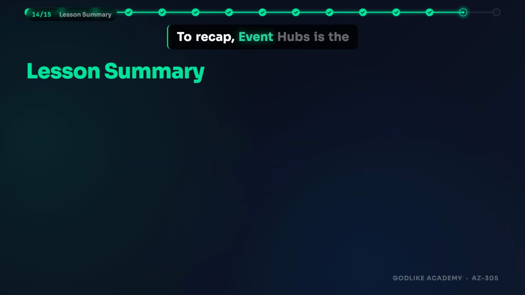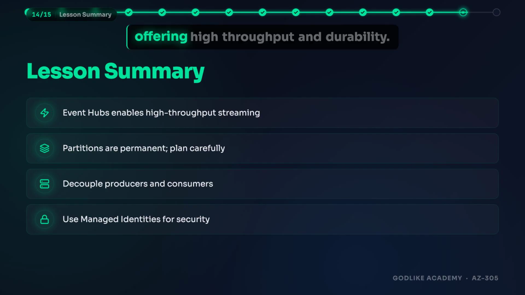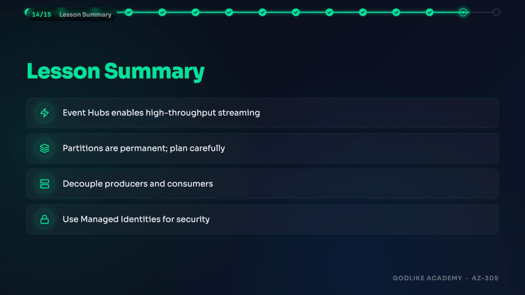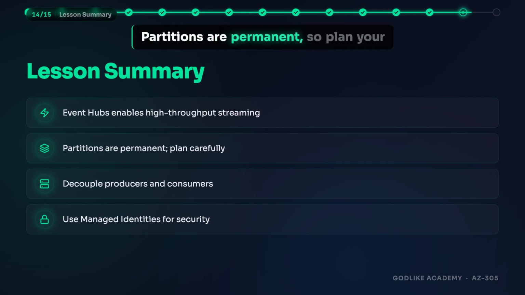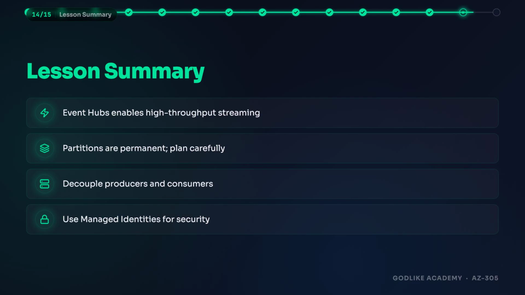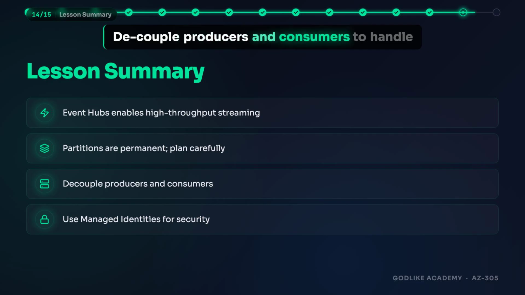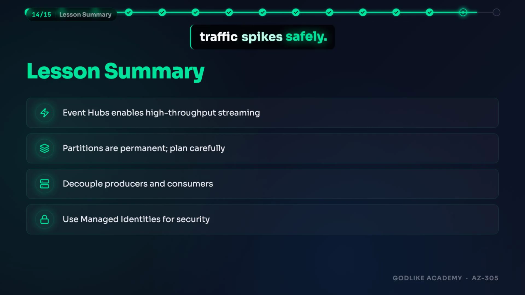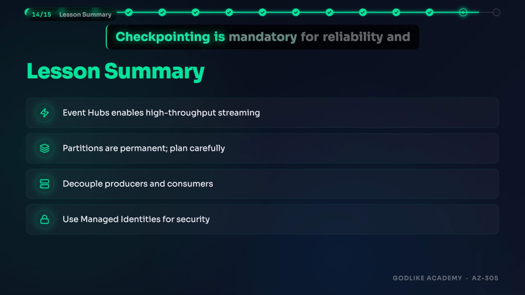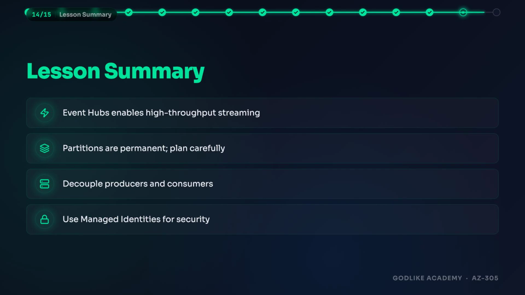To recap, Event Hubs is the backbone of real-time streaming in Azure, offering high throughput and durability. Partitions are permanent, so plan your strategy up front. Decouple producers and consumers to handle traffic spikes safely. Checkpointing is mandatory for reliability, and always use managed identities to secure your data streams.